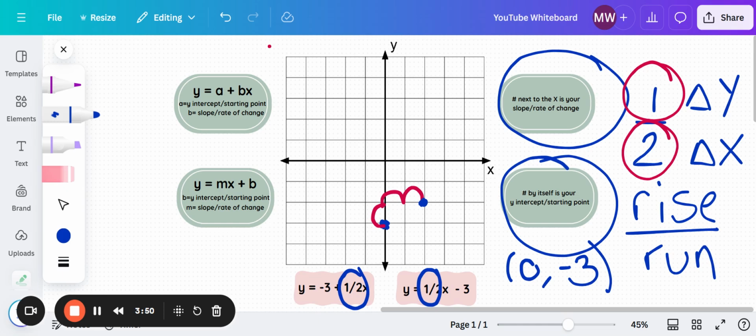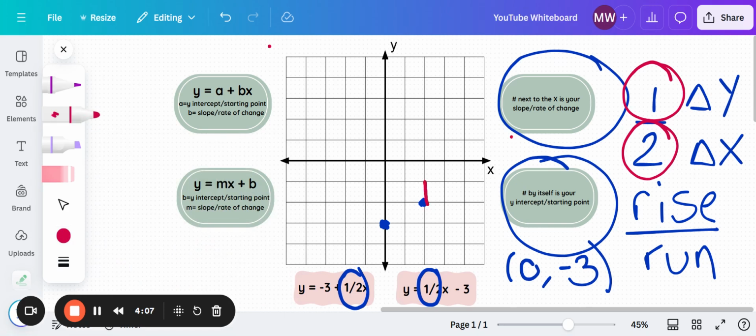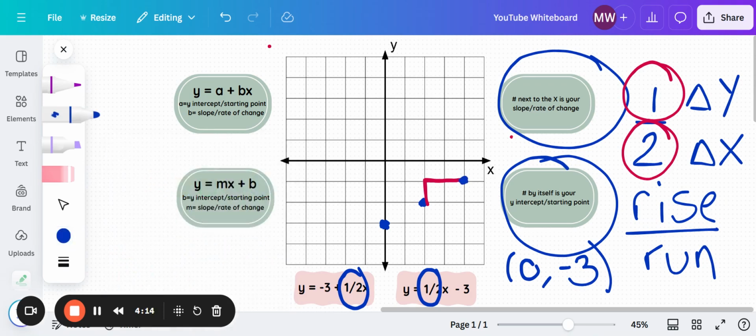You really only need 2 points to make a graph. We could draw a line straight through it and be fine. If I want to find another point, though, to make sure that I'm extra sure I know where my straight line will be, then I can use my slope again. I will go up 1 over 2. And that's where I'll put my next point. So then I should be able to draw a straight line through the points that I've made to create the line that matches the equation.